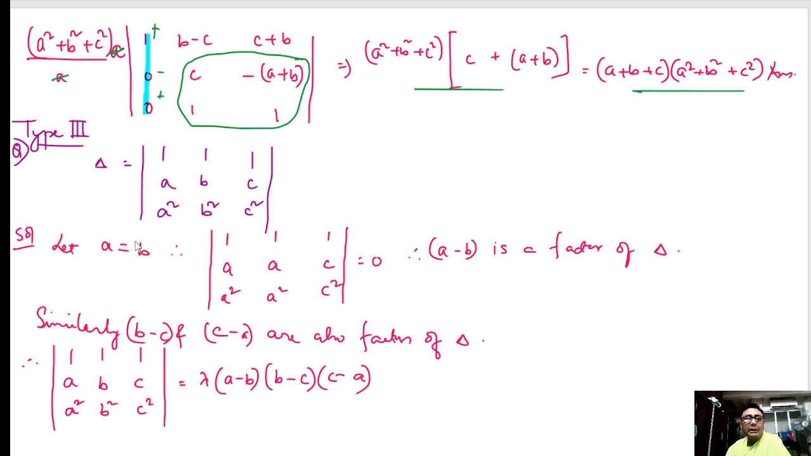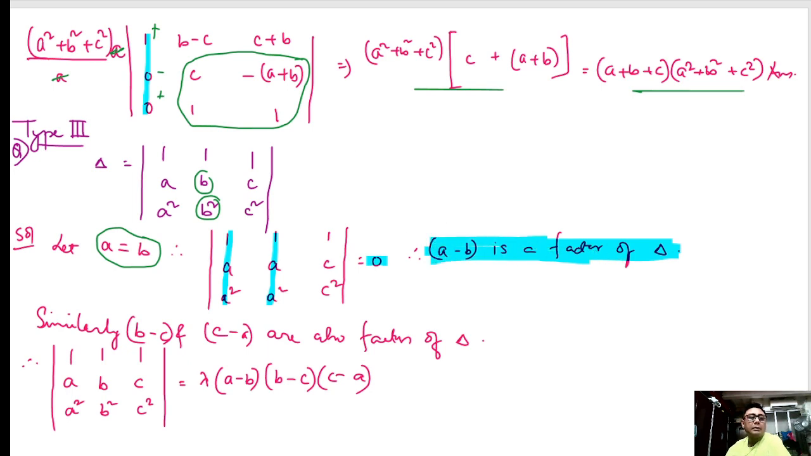So watch here. Let us take A equal to B. So wherever there is A or wherever there is B, I will put A. So here is B, here is B, I put A. So see here, the moment I put A here, the two columns become the same. That means the determinant should be 0. That means when putting A equal to B, the determinant came 0. That means A minus B is a factor of this determinant.